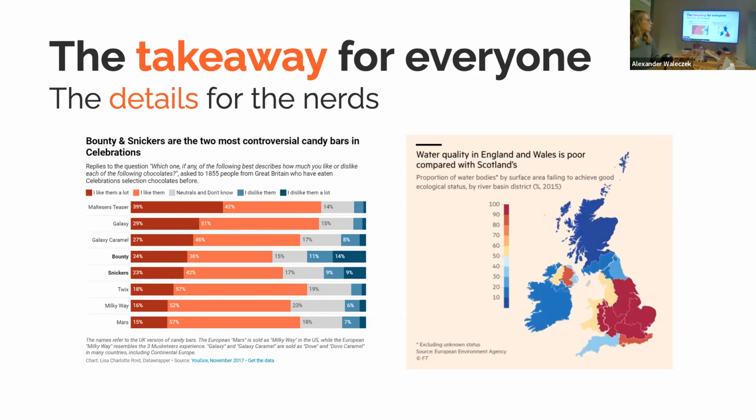The second one is looking at water quality, and it's giving the headline that the water quality in England and Wales is poor compared to Scotland. So that's the overall takeaway that someone can take from this. And then it talks about how water quality is measured, and so on, in the subheading.